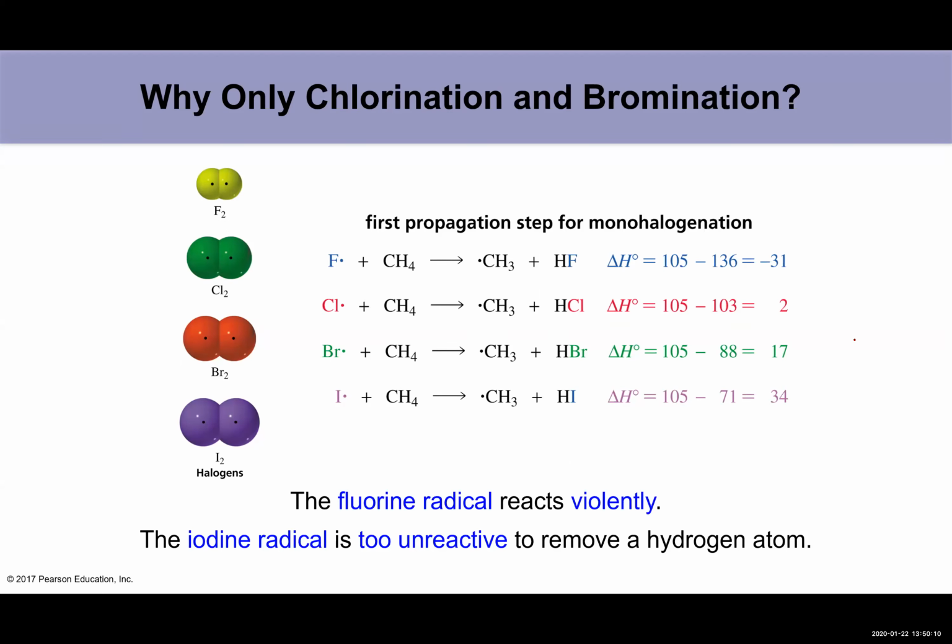So why only chlorination, bromination? Like I said, you can do fluorination. That first step, the delta H for that reaction is negative 31 kilojoules. It's just way too reactive. It goes way too fast, and it's dangerous to do. It explodes. In fact, that's what everybody says, reacts violently. What they mean is it explodes.